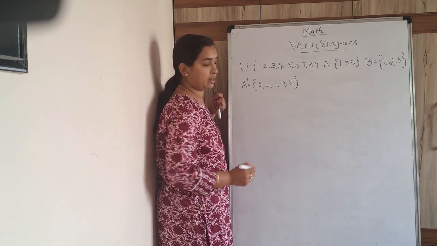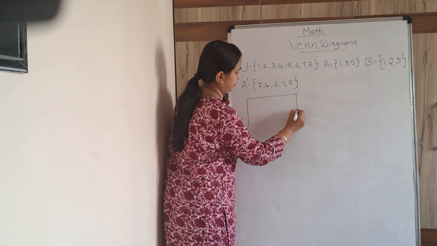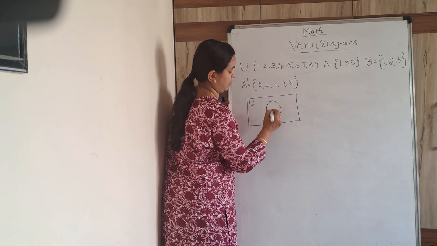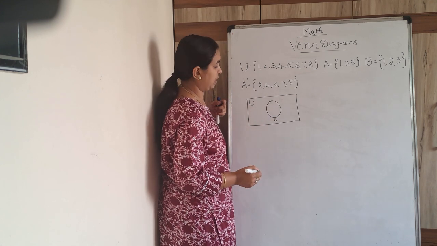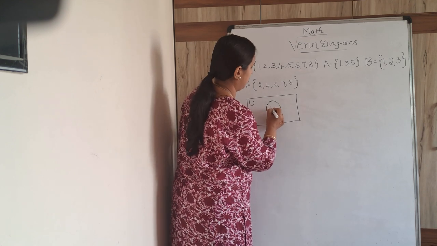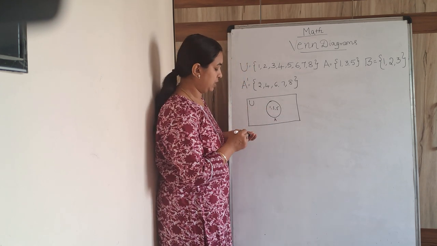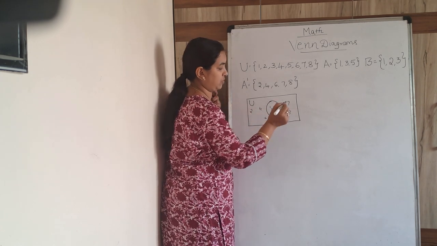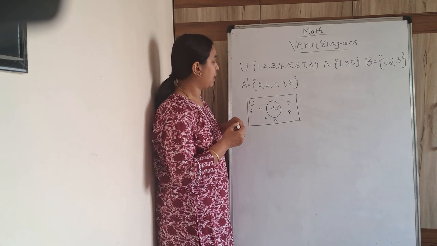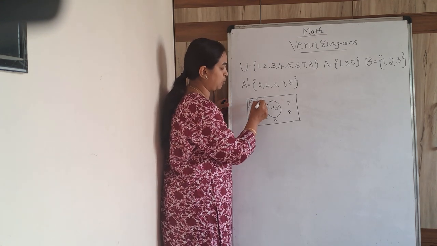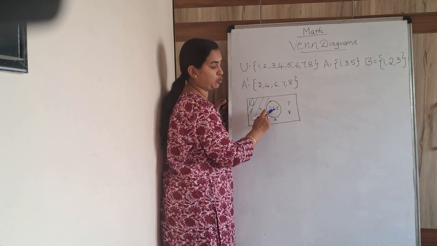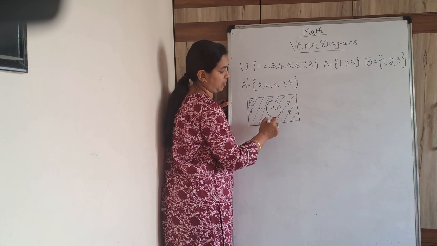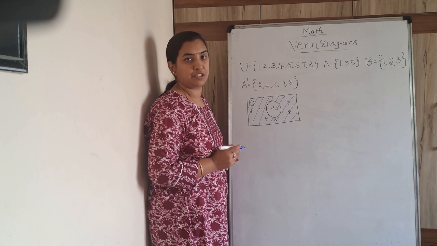So in order to represent it in a Venn diagram, this is your set A, which contains the elements 1, 3 and 5. You need to shade the remaining elements, that is, the part of the universal set excluding the set A. You should not shade this circle part. So this represents A dash.